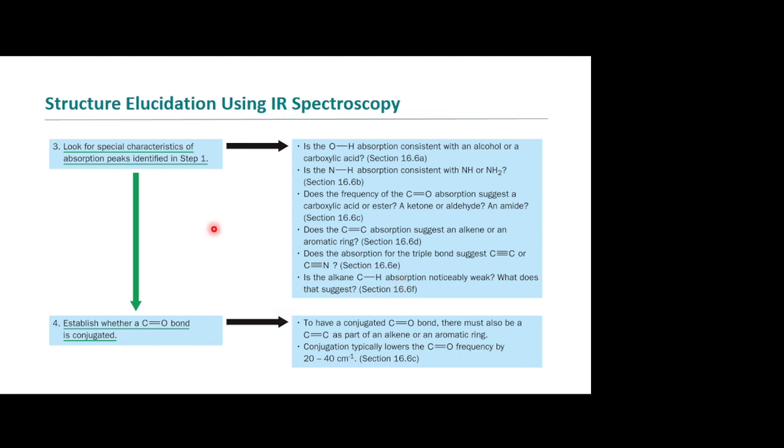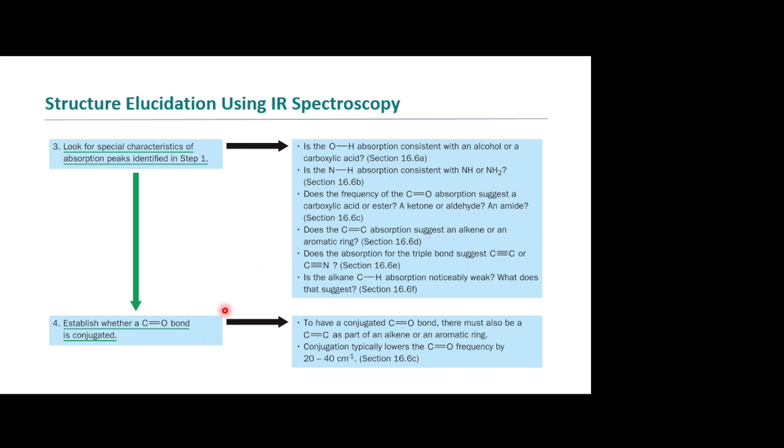Then you're going to look for the special characteristics of the absorption peaks that are identified in step 1. For example, the OH absorption is consistent with an alcohol or a carboxylic acid. For the NH absorption, do you probably have an NH or NH2, i.e. one band or two bands, right? And you're going to subdivide that further down, getting more evidence to support more specific structures, right?